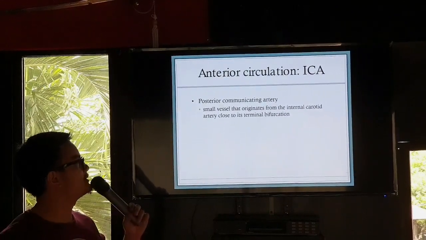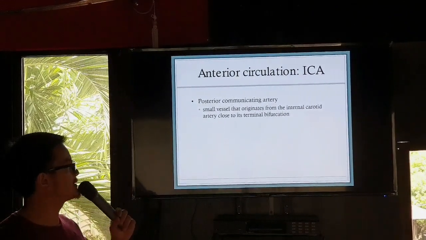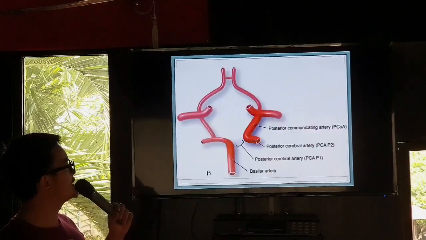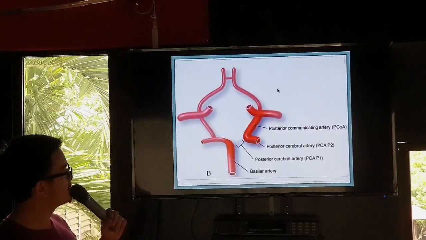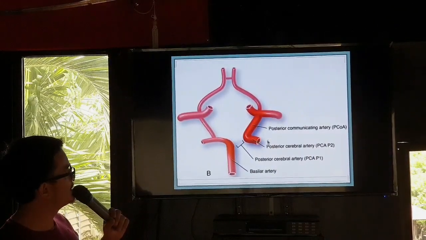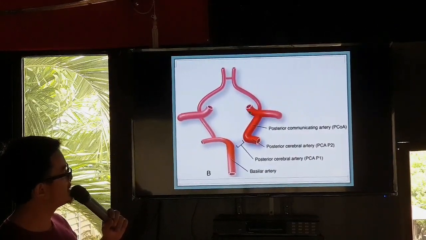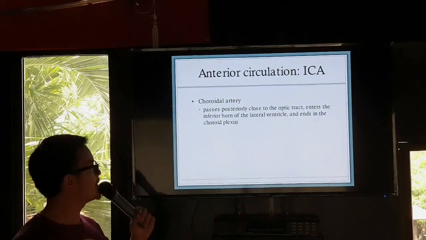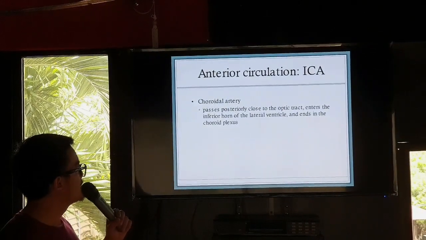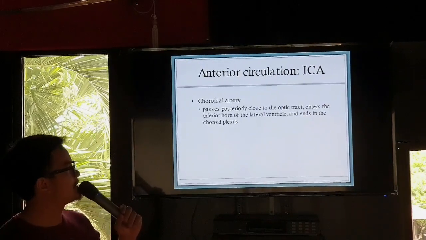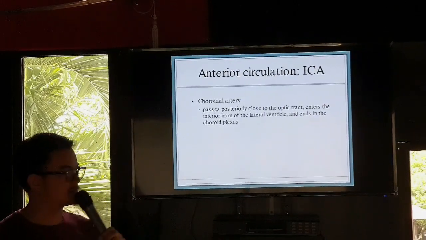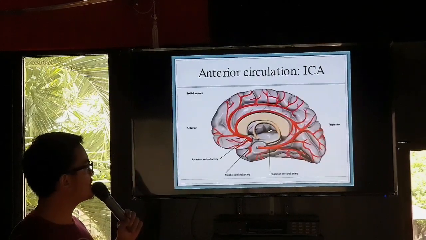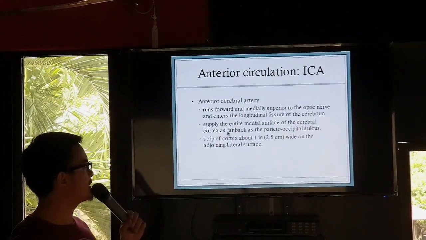Okay, so you have the posterior communicating artery. It's a small vessel that originates from the ICA close to its terminal bifurcation. So there is the posterior communicating artery. Okay, posterior communicating artery. And then you also have the choroidal artery. Of course, it enters the inferior horn of the lateral ventricle and ends in the choroid plexus. That is self-explanatory. Then you have the anterior cerebral artery.